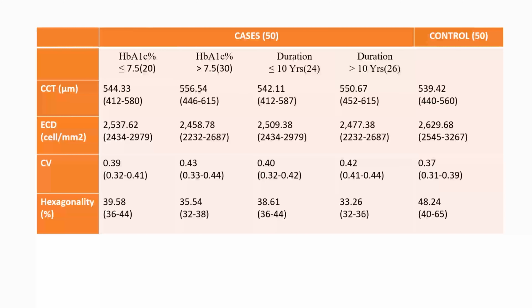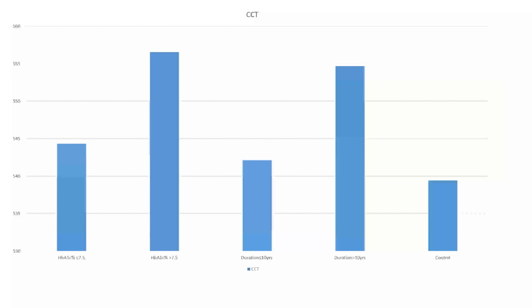And among duration less than 10 years, CCT was 542, endothelial cell density was 2509, CV was 0.40, and hexagonality was 38.61. And among duration more than 10 years, CCT was 550, endothelial cell density was 2477, CV was 0.42, and hexagonality was 33.26. And among the controls, CCT was 539, endothelial cell density was 2629, CV was 0.37, and hexagonality was 48.24.